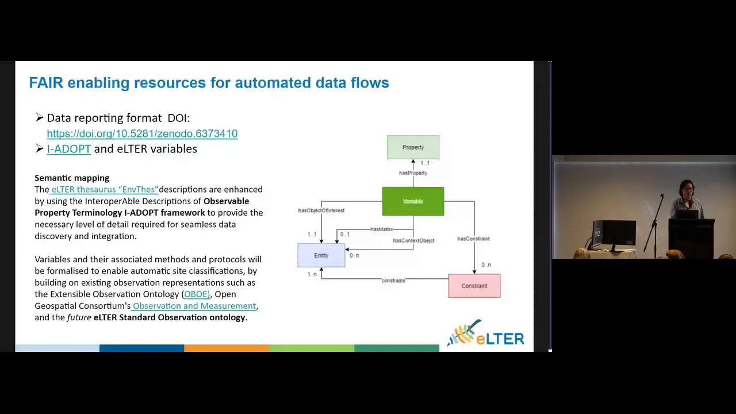extensions. And then there's also iAdopt, which is an observable property terminology, originating from the RDA group that developed the iAdopt framework. And there's also been talk about utilizing other ontologies like OBOE, and then hopefully in the future there would also be an ELTER standard observation ontology for expressing these chosen standard observation variables, and also helping us to map them to other infrastructures.